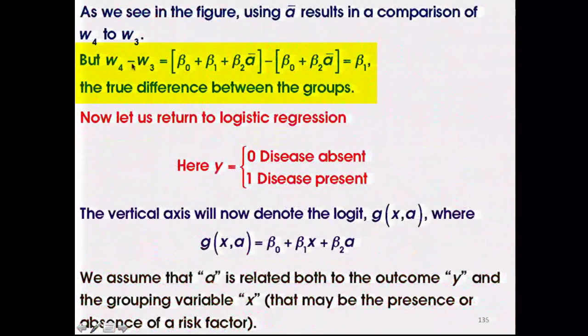W4 minus W3 is beta naught plus beta 1 plus beta 2 times A bar, because I forced it to be A bar, minus beta naught plus beta 2 times A bar, and the difference is now beta 1. So beta 1 is the true difference between the groups, and I was able to accomplish it by artificially giving both groups the same value of age, A bar.